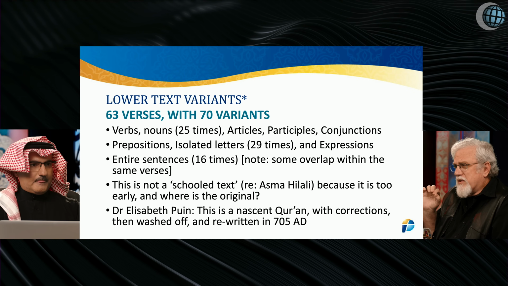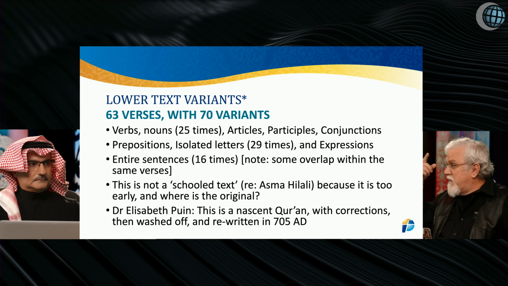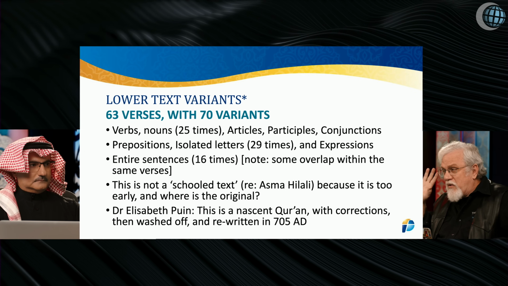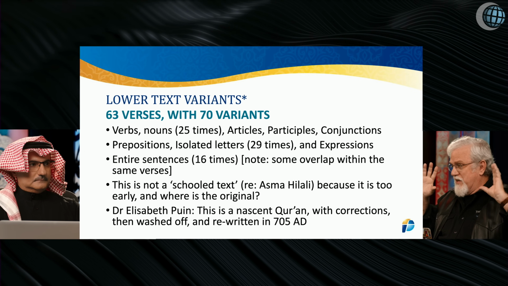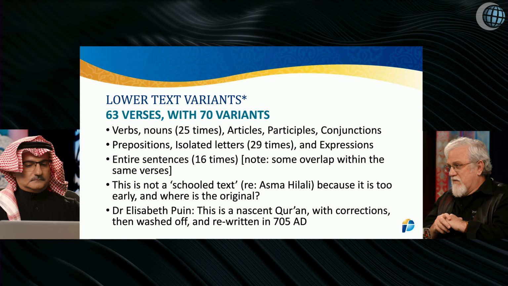However, amongst those 63 verses are 70 variants. That means variants with the upper text. Not with the Quran we have today, because even the upper text doesn't necessarily agree with the Quran we have today. Just between the two layers, we have 70 variants.